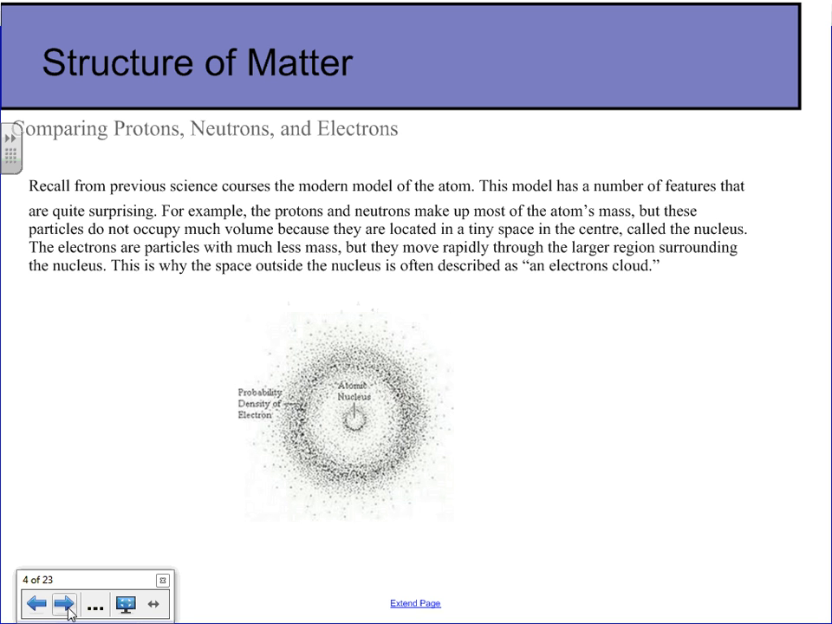So recall from previous science courses the modern model of the atom. This model has a number of features that are quite surprising. For example, the protons and neutrons make up most of the atom's mass, but these particles do not occupy much volume because they are located in a tiny space in the center called the nucleus. The electrons are particles with much less mass, but they move rapidly through the larger region surrounding the nucleus. This is why the space outside the nucleus is often described as an electron cloud, as seen here in this picture.